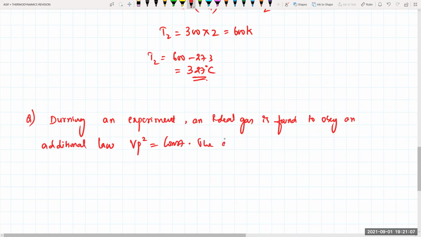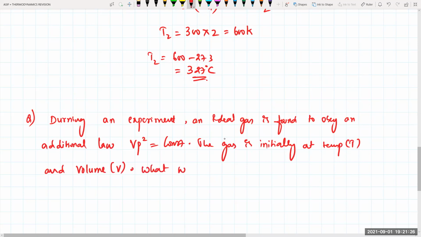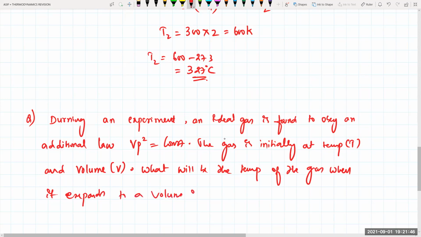Okay, then the gas is initially at a temperature capital T and volume, say for example, V. So what will be the temperature of the gas when it expands to a volume of 2V?